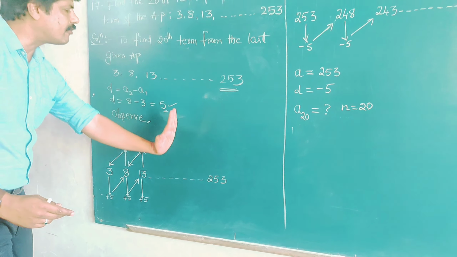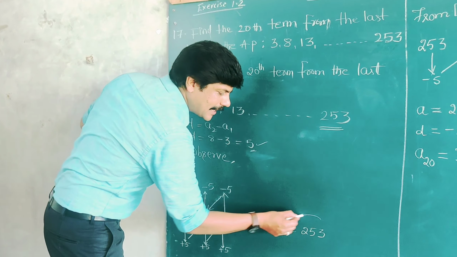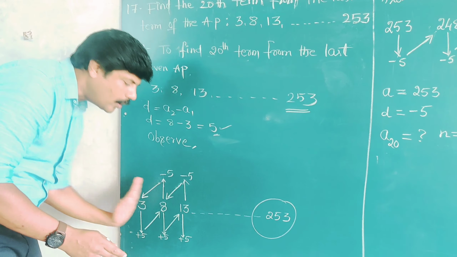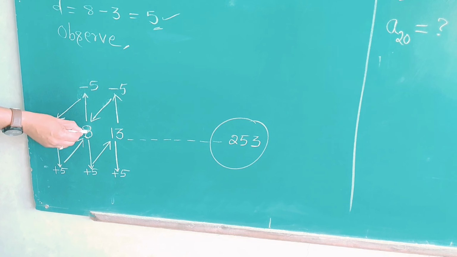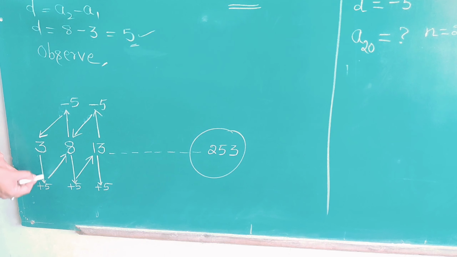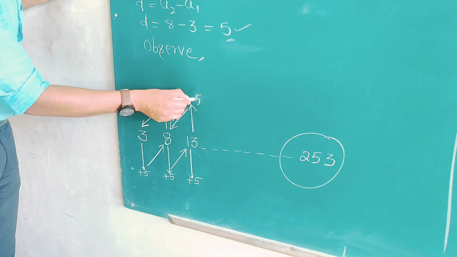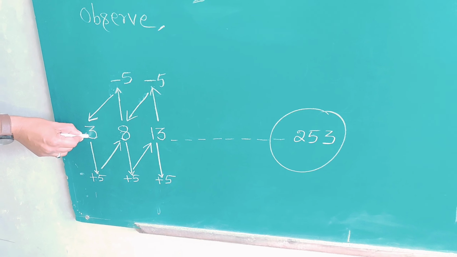Now we proceed from the last, taking 13 as the last term. For the time being, we will leave this. We take 13 as the last term, and you see how it proceeds. If 13 is the last term, how do you get the penultimate term? By subtracting the common difference. Here you added the common difference, here you have to subtract the common difference. 13 minus 5 is 8, 8 minus 5 is 3.